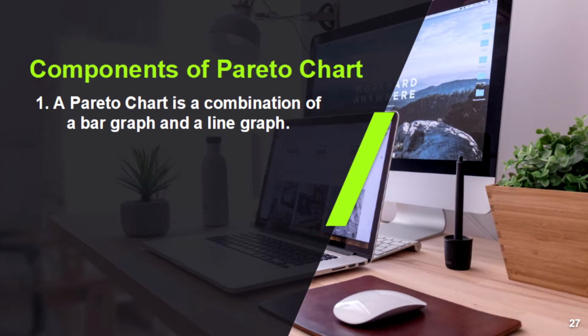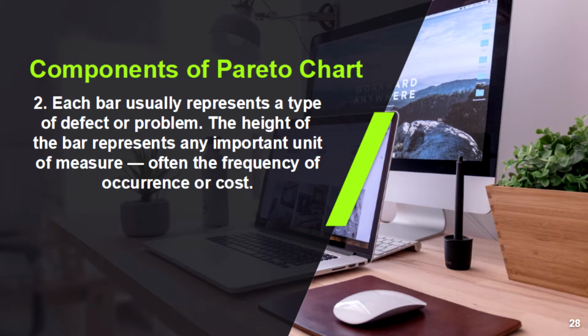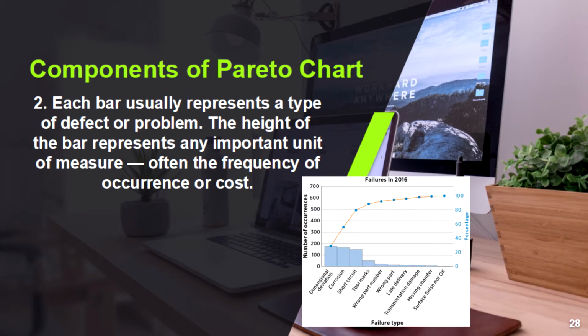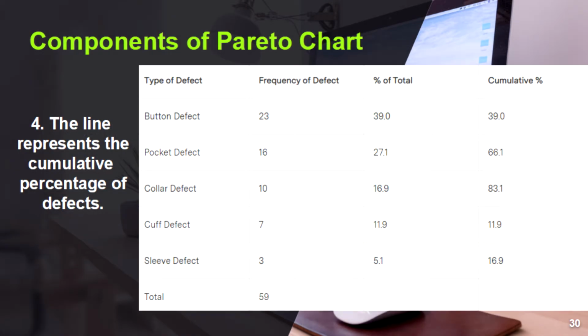First is, a Pareto chart is a combination of a bar graph and a line graph. In this illustration, we can notice the presence of both bars and a line, which represent a component of the Pareto chart. Second component is, each bar usually represents a type of defect or problem. The height of the bar represents any important unit of measure, often the frequency of occurrence or cause. Third is, the bars are presented in descending order. This is the required presentation in presenting the Pareto chart, which is from tallest to shortest.